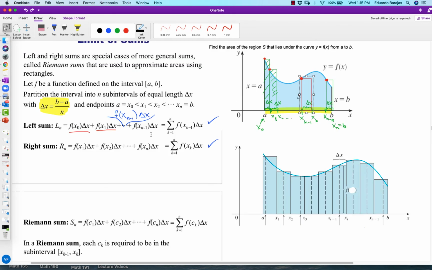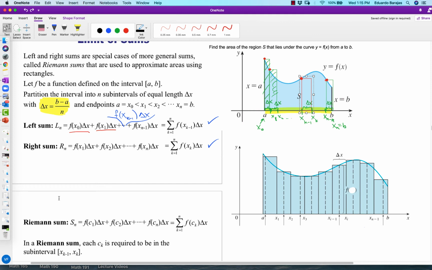Okay, so this formula describes the sum of the first n rectangles using the left-hand rule. This formula describes the sum of the first n rectangles using the right-hand rule. And wait, there's more. There's something called the Riemann sum.